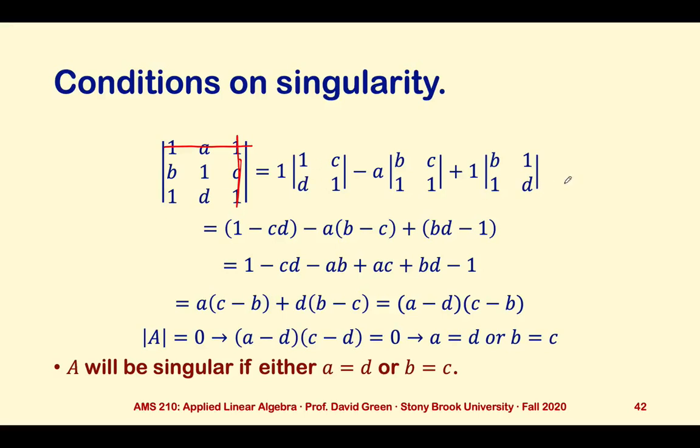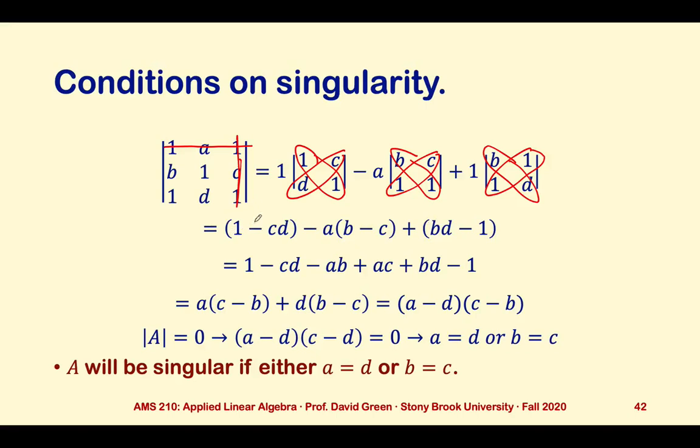Then we simply evaluate these directly. 1 times (1 minus CD), minus A times (B minus C), plus (BD minus 1). Right? This is an expression for the determinant, but it's not in a form that lets us really do anything with or to determine what relationship between the symbolic constants would give us a singular matrix. So we need to do some simplification.